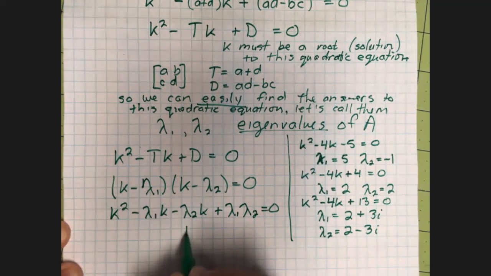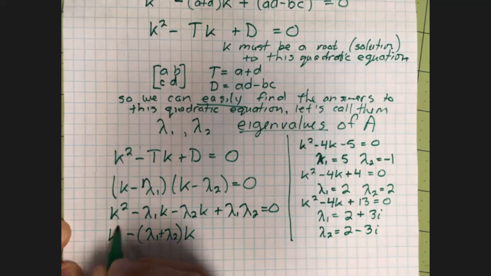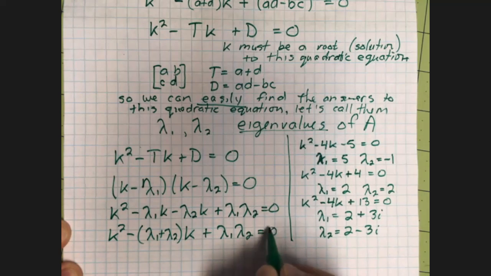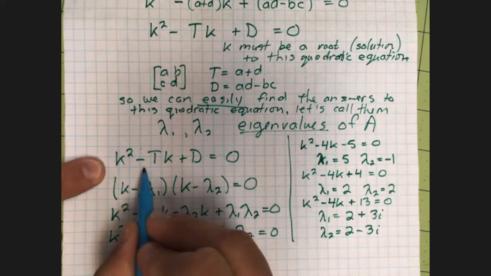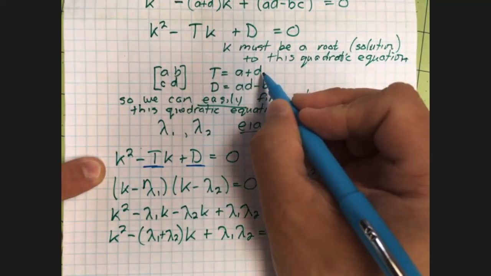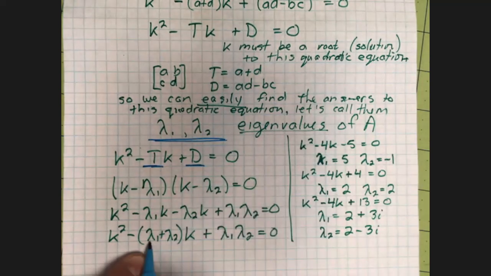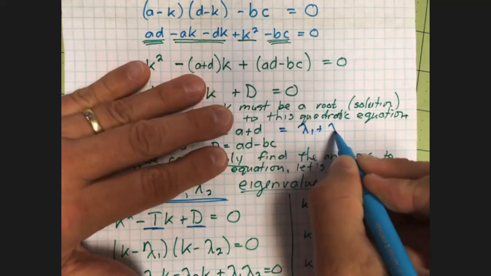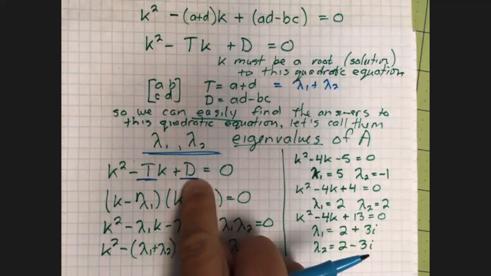But now do that same factor out the k trick with a minus sign. You get lambda 1 plus lambda 2. K squared minus (lambda 1 plus lambda 2)k plus lambda 1 times lambda 2. And now you just got a massive new gift. This polynomial was made of the trace and determinant of the matrix. And trace is A plus D, and determinant is AD minus BC. But if I can identify the eigenvalues, what I just learned is that lambda 1 plus lambda 2 must be the same as the trace. And lambda 1 times lambda 2 must be the same as the determinant.